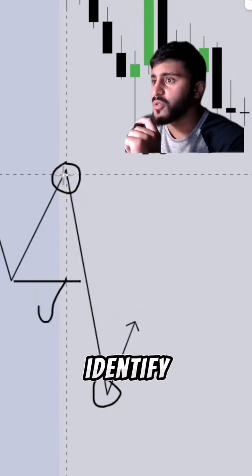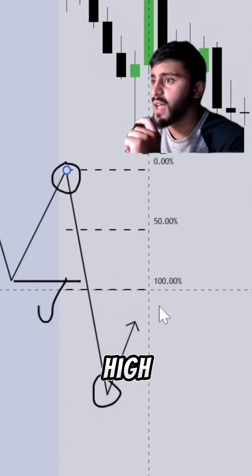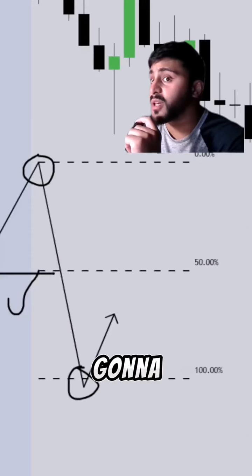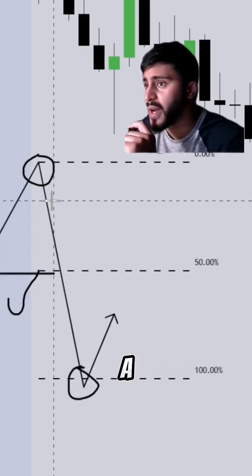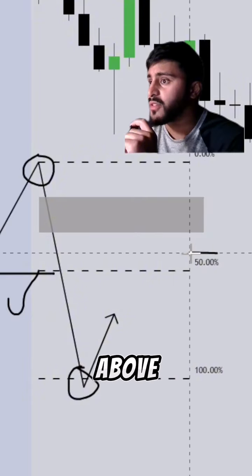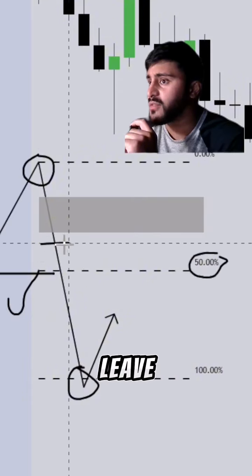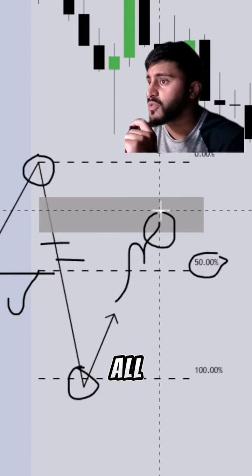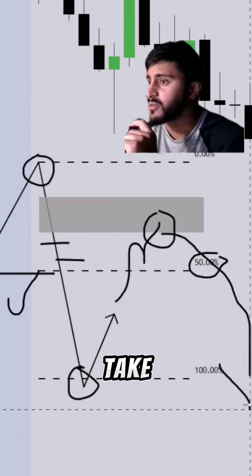Step two is you need to identify your dealing range. So we have a dealing range high and we have a dealing range low, just like this. And we're simply looking for a bearish order block somewhere in this region. So step two is it must be above the 50% level. And step three, it must leave a fair value gap just over here. So when price rejects into it, we meet all three rules, which then allows us to take a downside move.